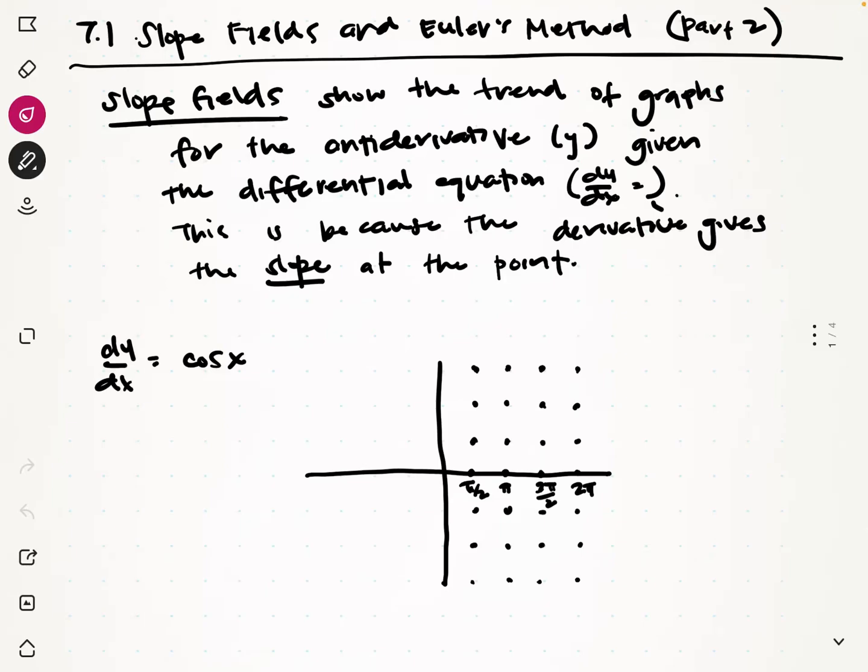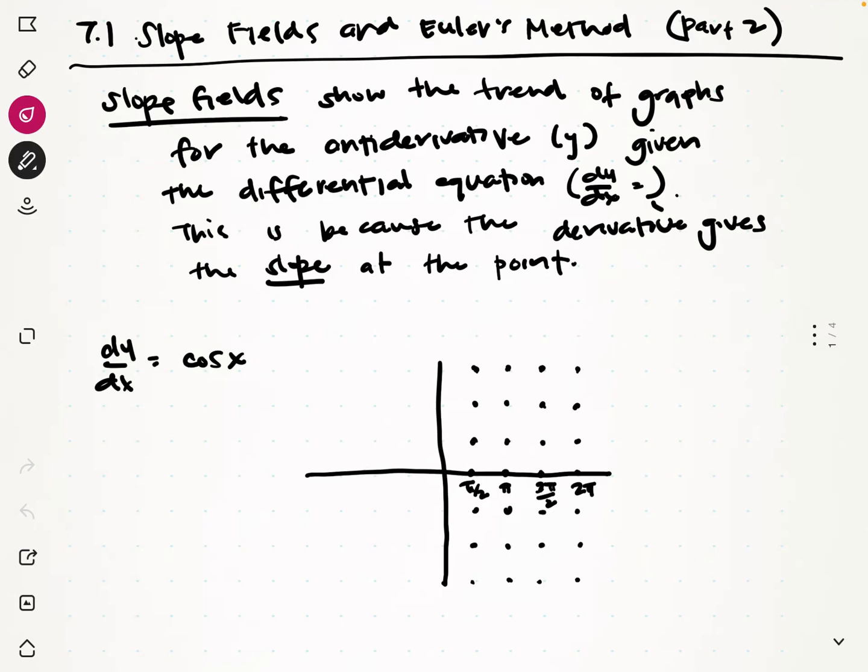Today we're doing part 2 of slope fields and Euler's method. Sorry, said that wrong. So we're actually getting into the slope field stuff and the Euler's method stuff today. The stuff before was a little bit more on the antiderivative from part 1.